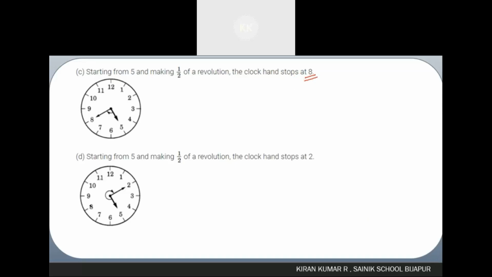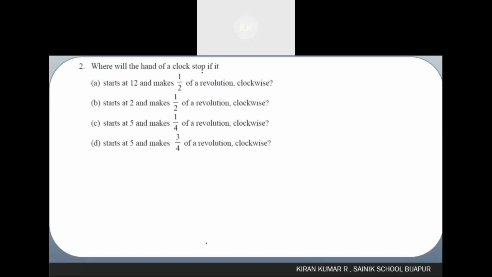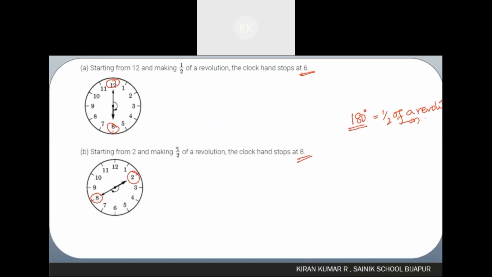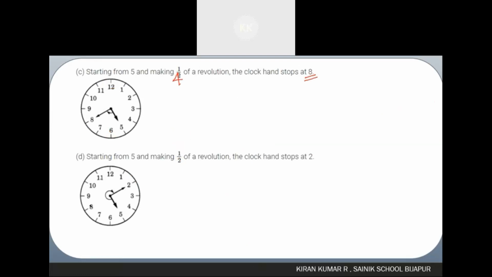Here there is a small mistake. It is not half a revolution, it is 1/4 of a revolution. Look at the question back. It is 1/4 of a revolution. In the next one, it is 3/4 of a revolution.